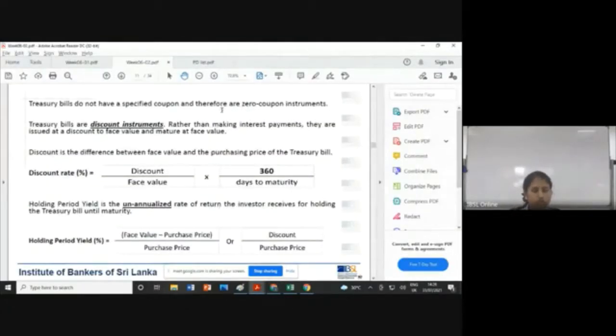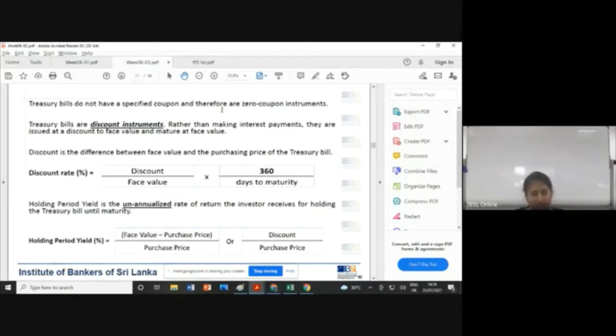Now we are going to move on to how you do your calculations when it comes to treasury bills. How are they priced? How is the interest rate calculated? What is your risk measure? What is your return measurement? Now we know treasury bills are discount instruments. They have a face value, but they are issued at a value less than the face value, and on maturity you receive the face value.